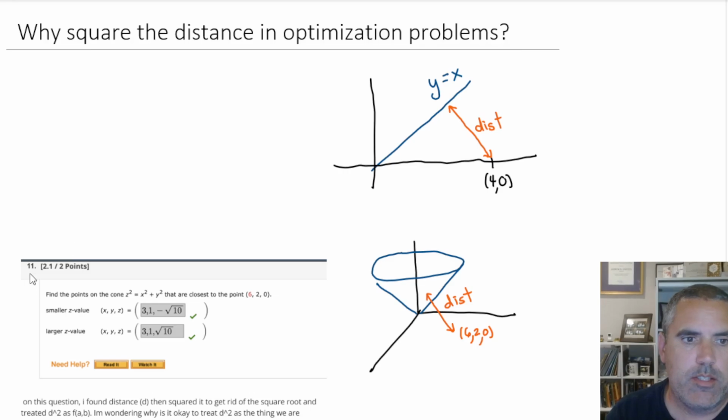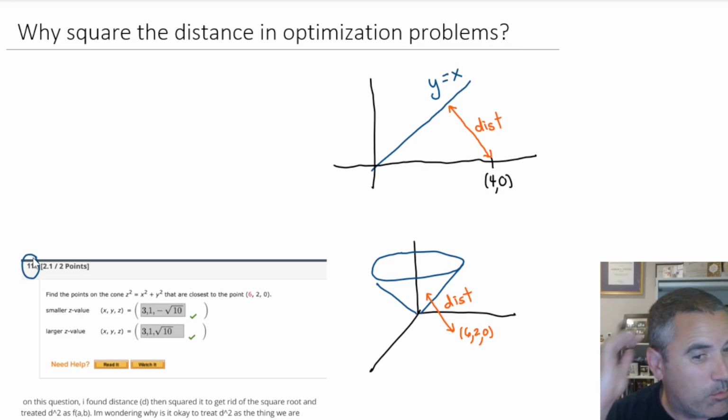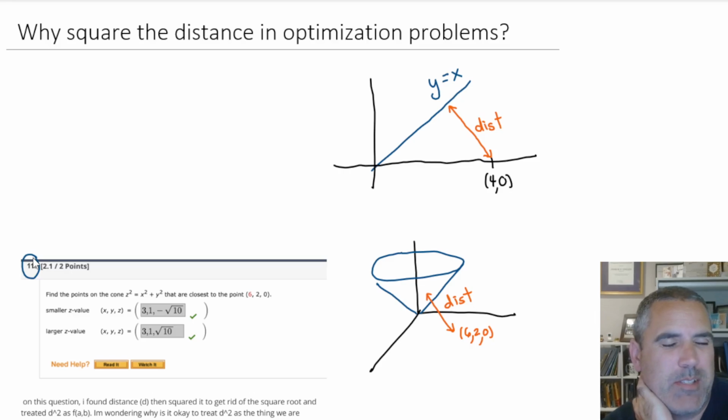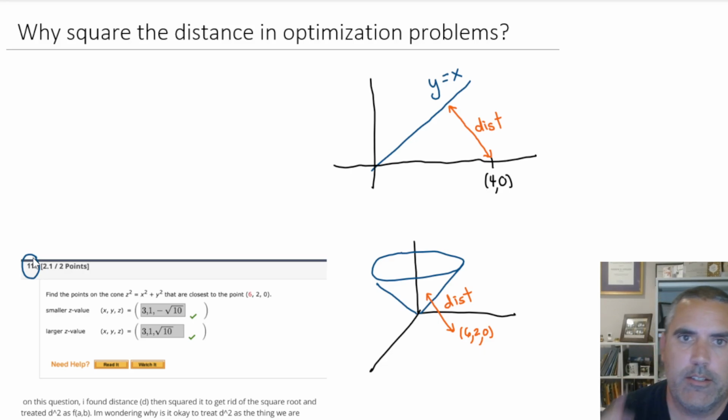Somebody's asking me about this. Why do we square the distance when we're trying to minimize? That's something I sometimes say I don't like about what textbooks do, but let me explain here. The explanation I usually give, I'm going to go into more detail, and I'll do a 2D and a 3D problem.